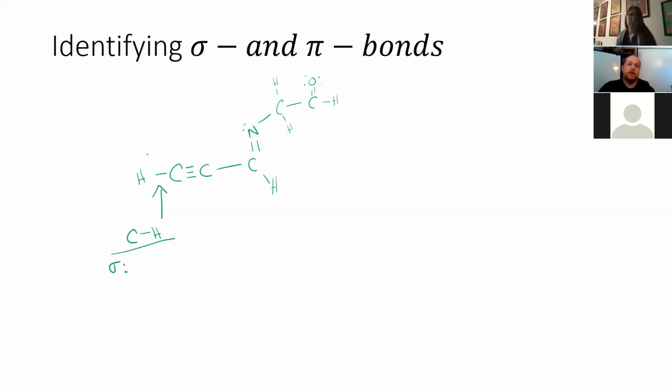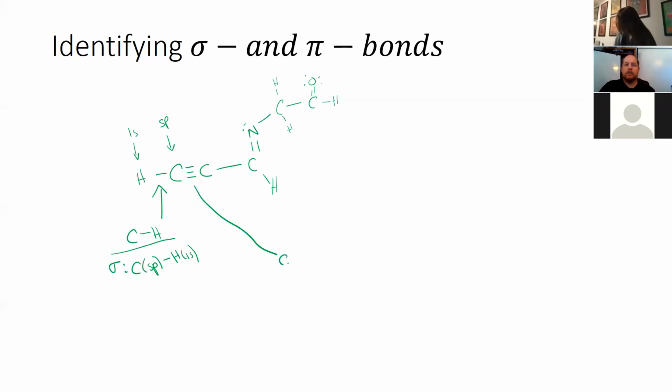We also know that the hydrogen is just going to have a 1s orbital. And we know that if the carbon has a steric number of 2, it's going to be sp hybrid, okay? Which means that the carbon has an sp orbital that's overlapping with the hydrogen 1s.